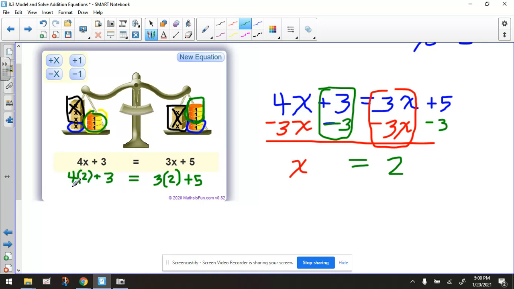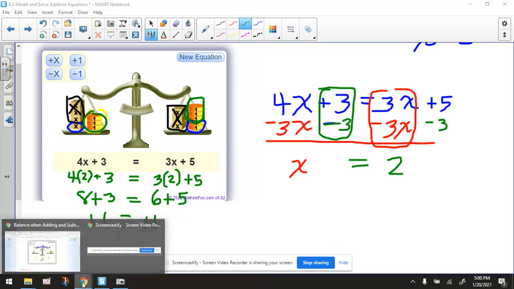This would be 8. 4 times 2 is 8. Over here, this times this would be 6. And if we add this side, we get 11. And if we add this side, we get 11. So 2 is indeed the solution. This would be called a check. Let's do one more example.